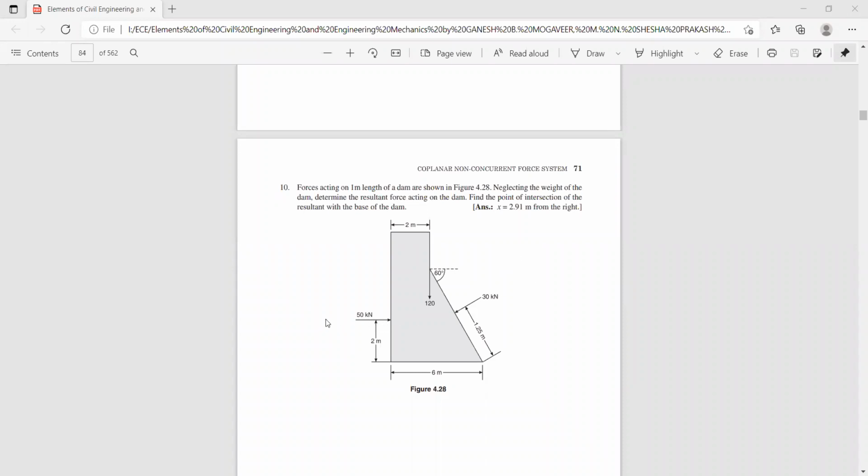So sigma f of x: you have a horizontal force 50, correct? And if I resolve this force, it is acting like this, with the angle made by this force with respect to the horizontal being 30. So it is minus 30 cos 30. Hence sigma f of x is 50 minus 30 cos 30. Correct? Whatever value you get, you write. How much did you get? 50 minus 30 cos 30.